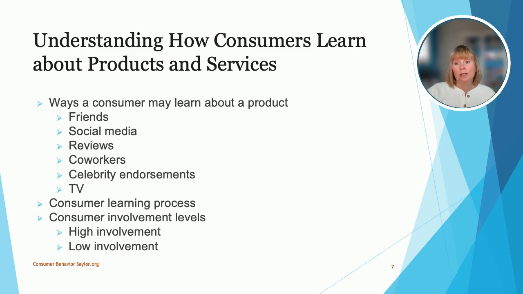In marketing, it's important to understand the consumer learning process and the level of involvement a consumer may use before determining if they will buy a product. These levels of involvement may include high and low, and they're typically associated with the cost of a product. For example, a product that costs $20 may be a low level of involvement for most consumers, while a home or a car purchase will force a higher level of involvement in the decision-making process. By better understanding how a consumer learns about a product, you will be able to better promote the product.